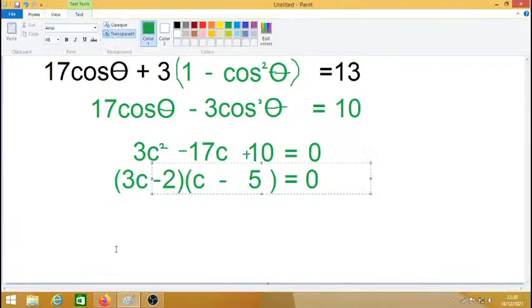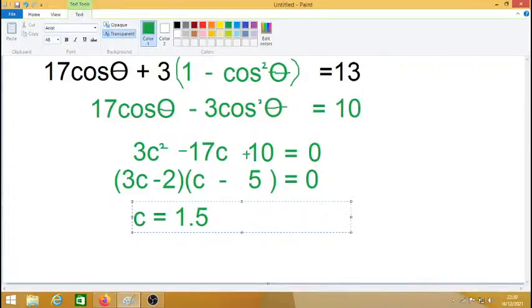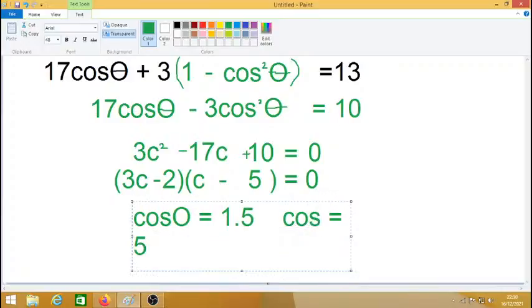And then for each, you've got two solutions. The first solution is 3 over 2, that's 1.5. And the second solution is 5. Remember, c just meant cos theta. So I can now put that back in. Cos theta equals 1.5 or cos theta equals 5.